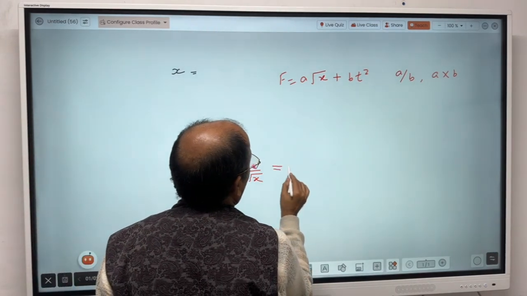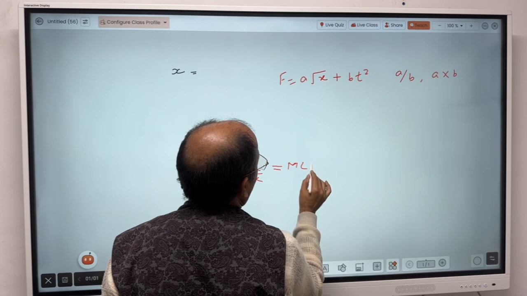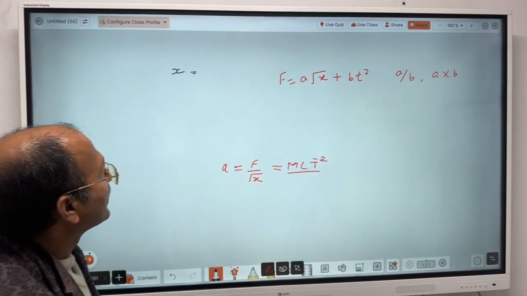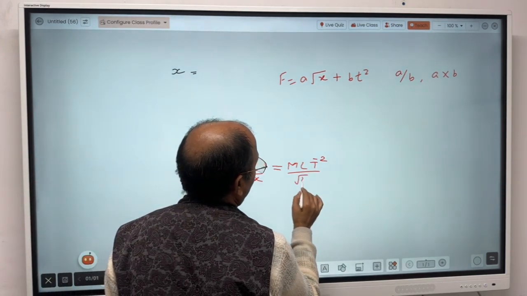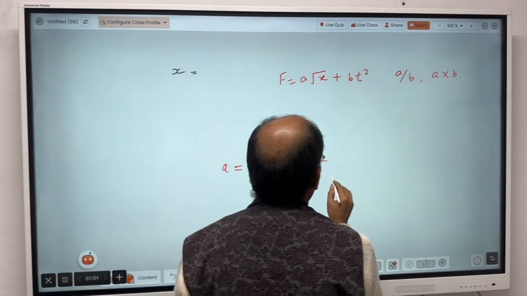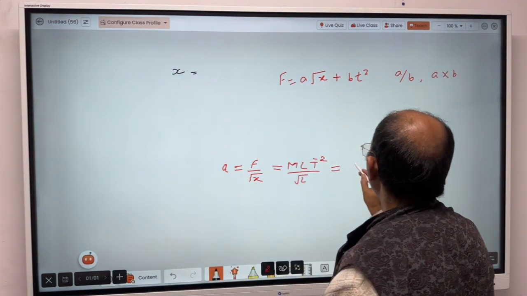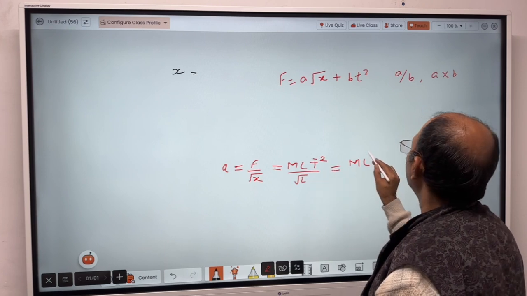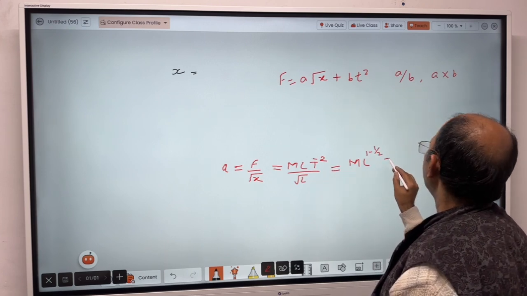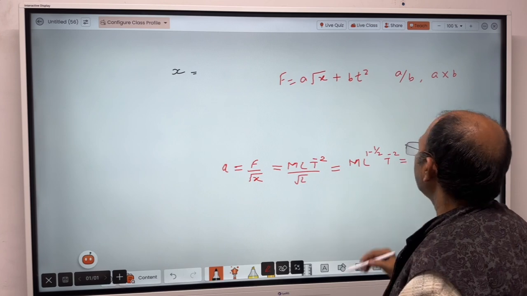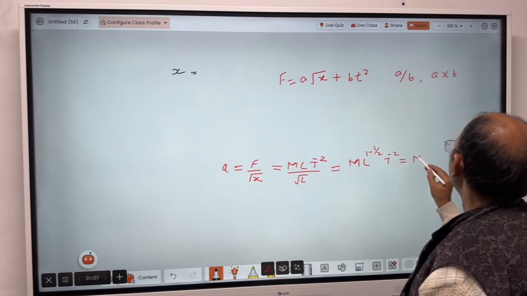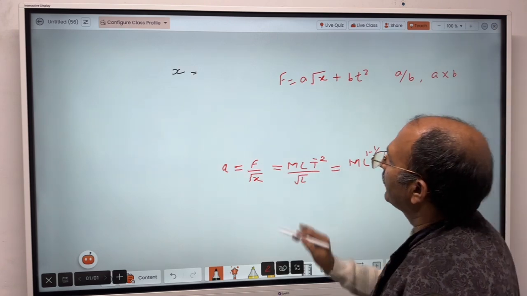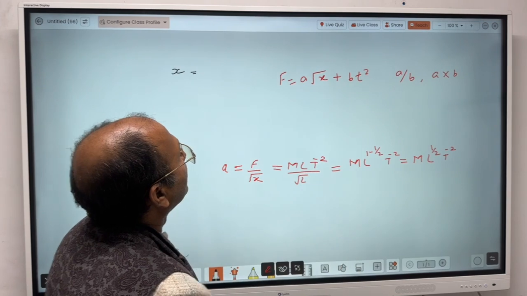Now what is F? F is a force. So force has dimension M L T power minus 2 divided by root x. X is distance whose dimension is L. So we can write it as root L or L power half. Now we can shift it to numerator. So we will get M L power 1 minus 1 by 2 and T power minus 2. We can further simplify it. So we will get M L power half T power minus 2. So we have got the dimension of A.